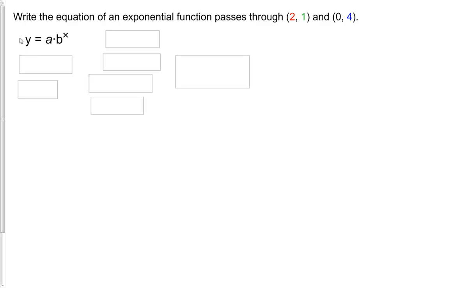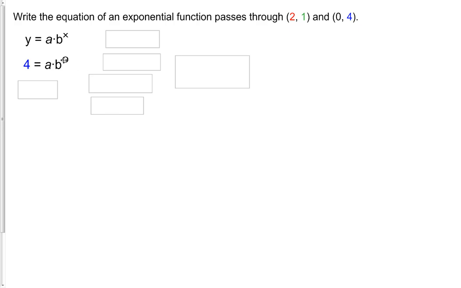The generic equation is going to look like y equals a, the coefficient out front, times b to the x, where b is the term being raised to the power, a is just a constant coefficient out front, and then y and x, of course, are our variables. Let's start with 0, 4, and plug that in for x and y. If we plug in 0 for x, we'll have b to the 0, and on the other side, y equals 4.